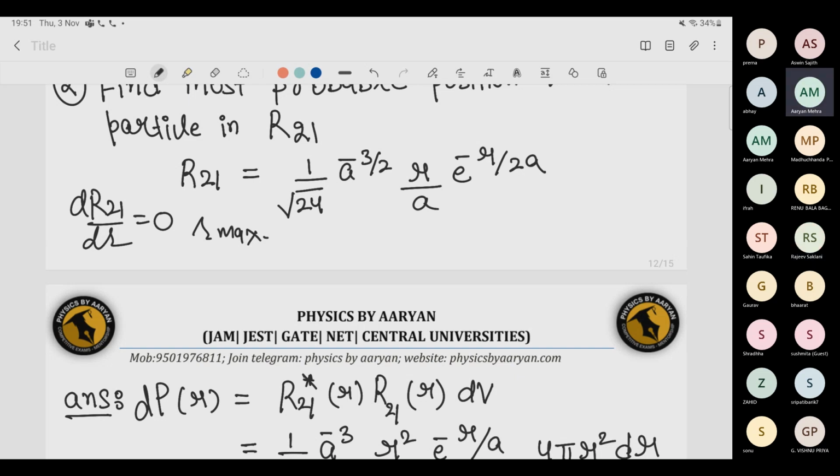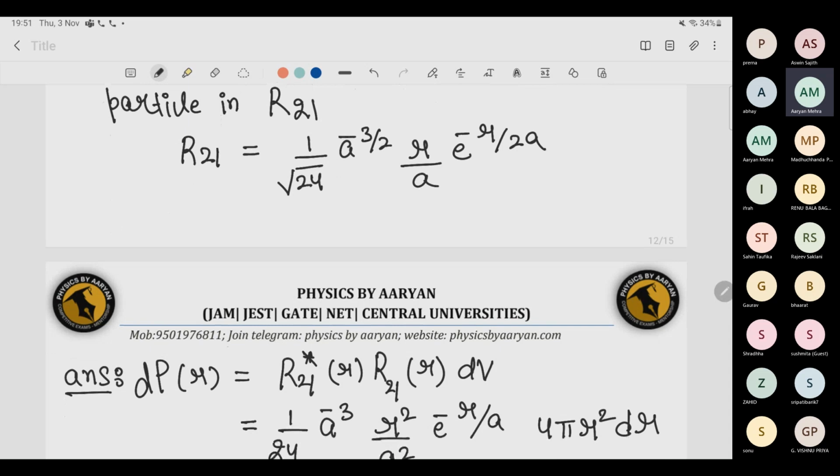But should you take the derivative of R or actually of the probability? Probability, yes. First you find the probability density, then take its derivative, because you are asking where the probability is maximum. You are not asking where the radial part of the solution is maximum. So this is a mistake that students make. That's why I have added that question.